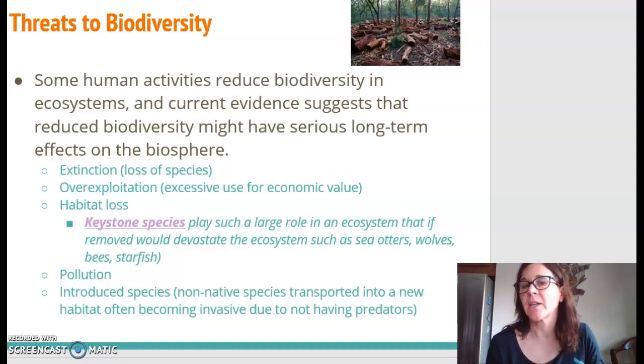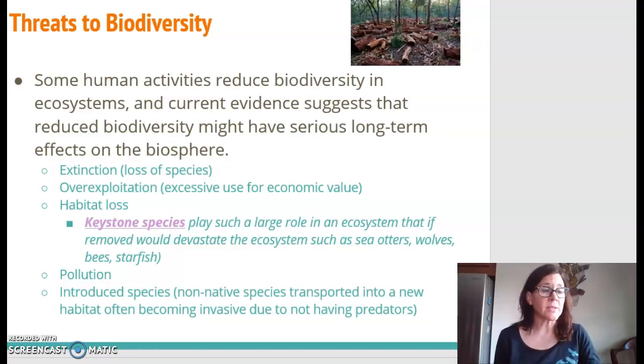overexploitation, or excessive use for economic value. Think about how elephants are often killed just for their tusks and their bodies are discarded. Same thing with rhinos for their horns. Habitat loss is often caused by deforestation. Habitat fragmentation can also be very damaging to biodiversity.